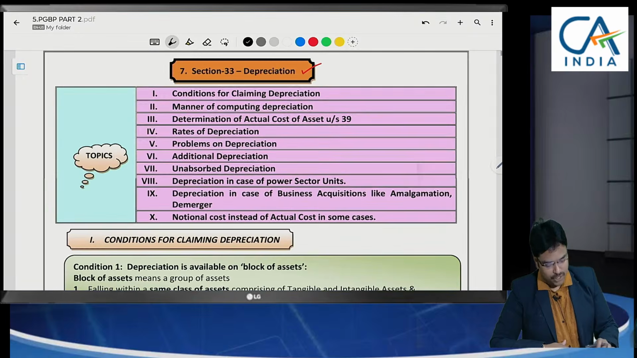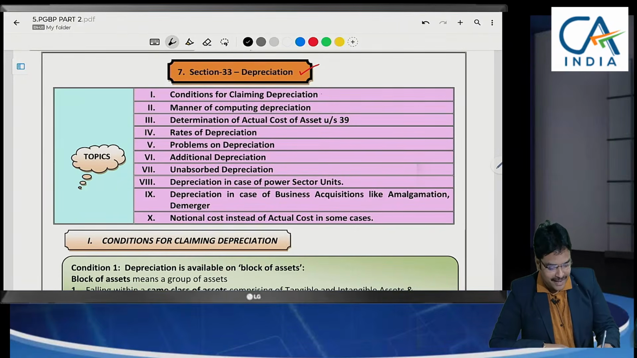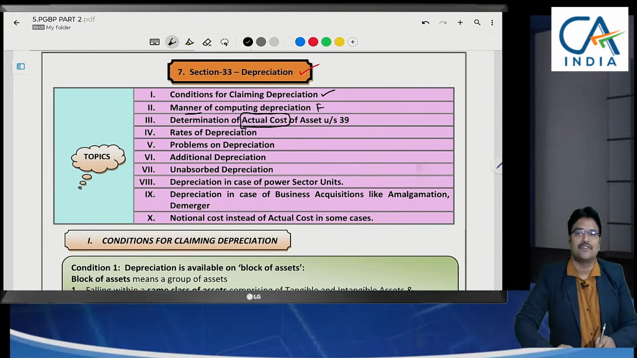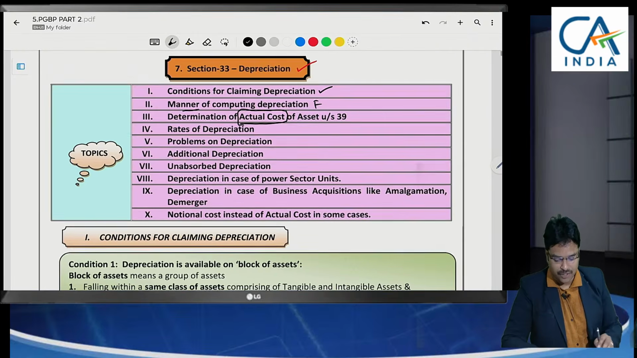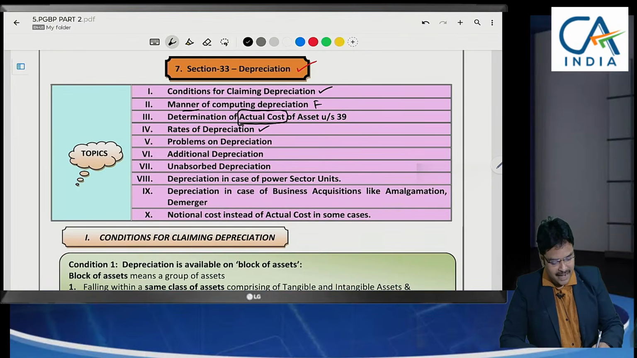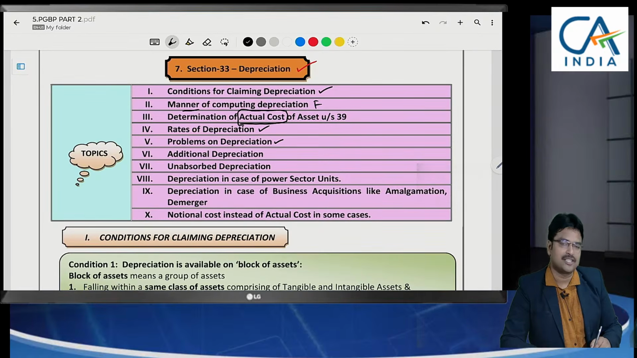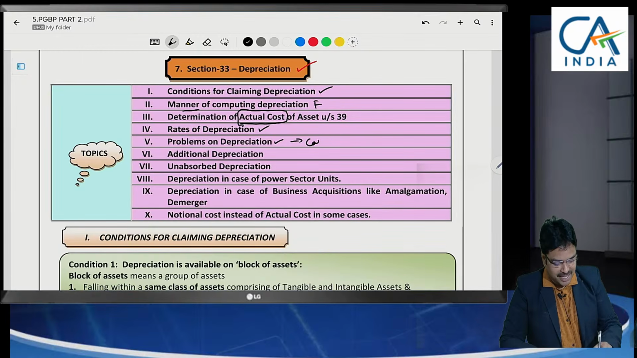So in depreciation, what are the topics to be learnt? What are the conditions for claiming depreciation? What is the manner, the format for computing depreciation? How to determine the actual cost of the assets which we are purchasing? It might be building, furniture, plant and machinery, whatever may be. We are going to make some additions. So what are those additions we have to see? And rates of depreciation, what percentage is eligible for depreciation? And next, problems on depreciation. That means here we are going to mention some cases. Total 8 to 10 cases we learn here.